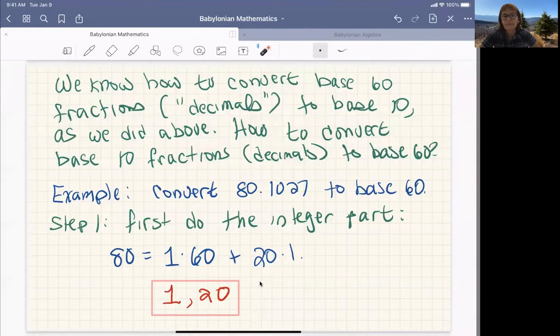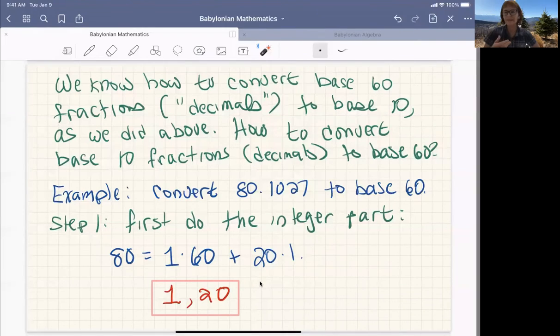Now, last time we talked about, number one, how to convert base 60 integers into base 10 integers. So we know how to do that. That's by far the easiest calculation. Then we learned how to convert base 10 integers into base 60 integers. So that's a little bit harder. And then we also learned how to convert base 60 fractions into base 10 fractions.